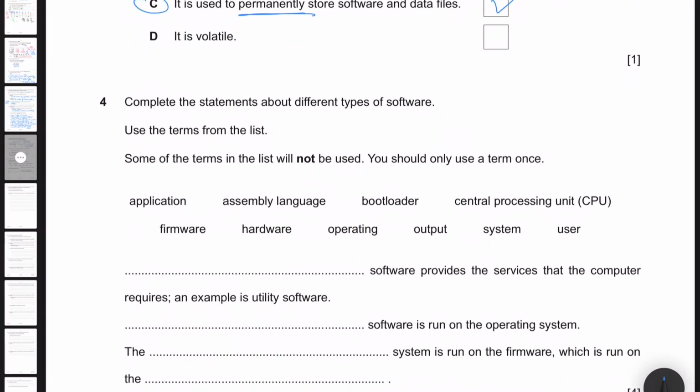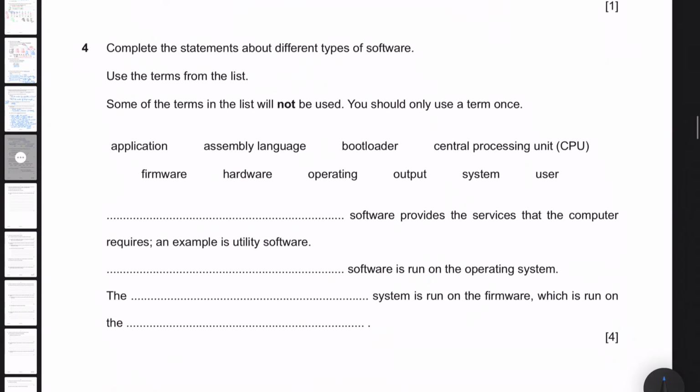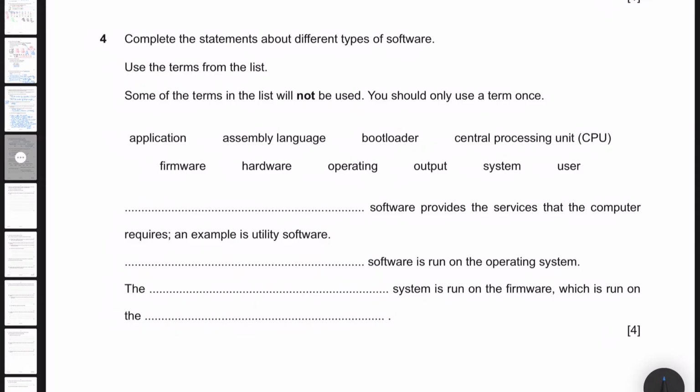More missing words. Nice. We like missing words. We get lots of marks if we know the right words in the right order. Complete the statements about different types of software. Use the term from the list. Some of the terms in the list will not be used. You should only use a term once. Well, that's good then. Something software provides the services that the computer requires. An example is utility software.